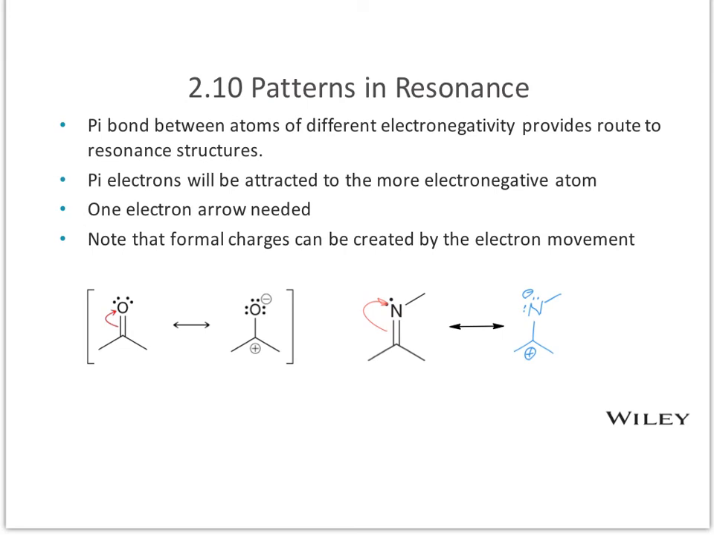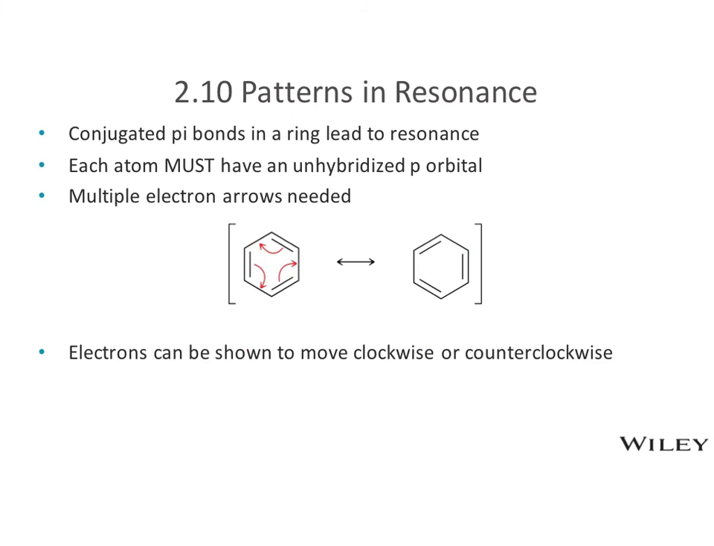All right, let's see. Do we have any other patterns left? Are we done? We got one more. What's our last one? Yeah, more conjugation, right? Our last one has more to do with conjugation. So this is playing around with the alternating carbon single and double bonds in a ring. So we saw conjugation with respect to an allylic positive charge. Here's conjugation, no positive charge, but inside of a ring.